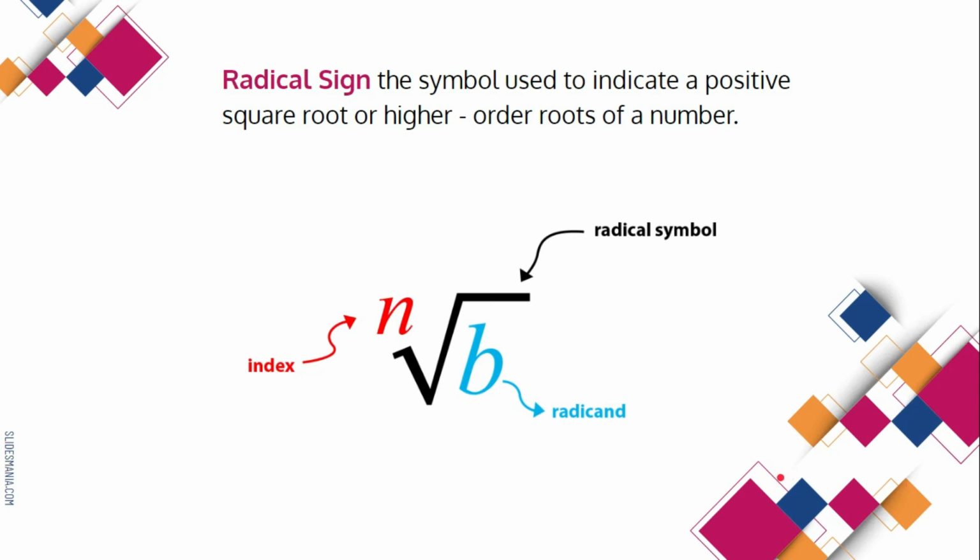And finally, we have a radical sign. The radical symbol is used to denote roots. Its parts are, well, this here is our radical symbol, and it has a radicand, which is the number underneath the radical sign, and it has an index, which tells us the root of the expression.